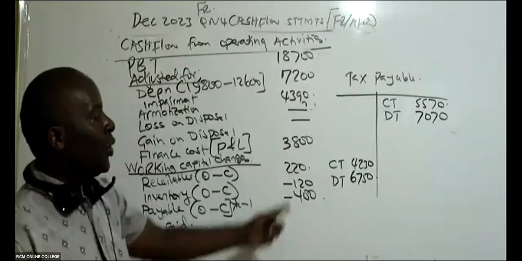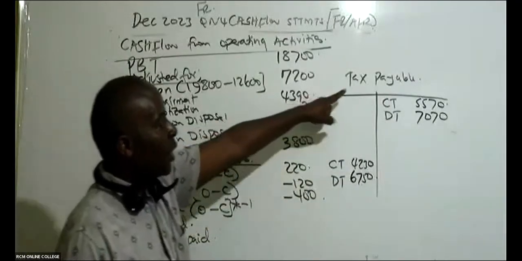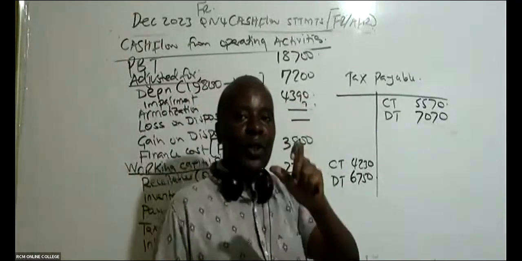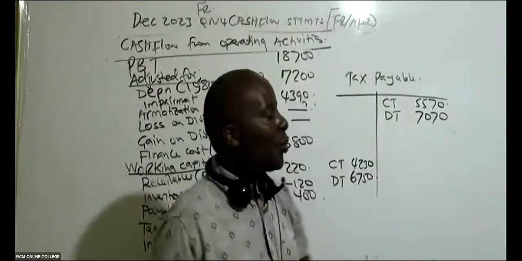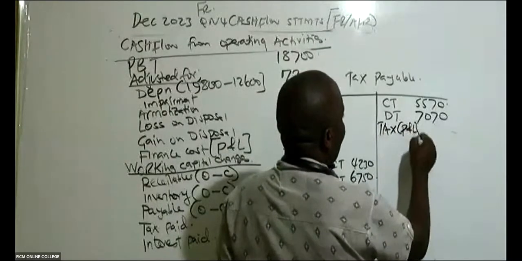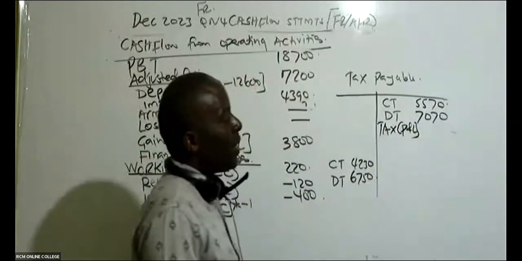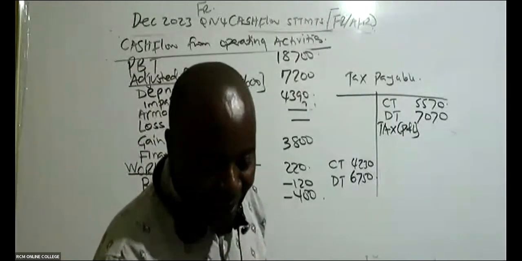Once we do this, here we have the balance carried down and balance brought down. Remember, this tax payable will increase by the tax that you have in the P&L. That is the tax for the year. Are you able to see the tax for the year in the question? Go to the P&L.